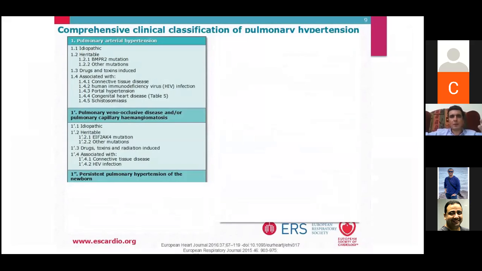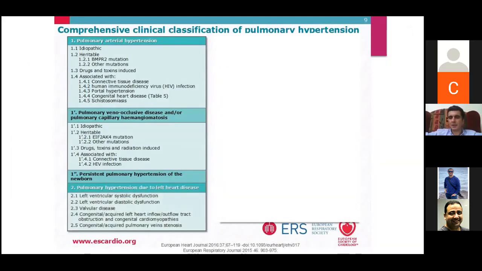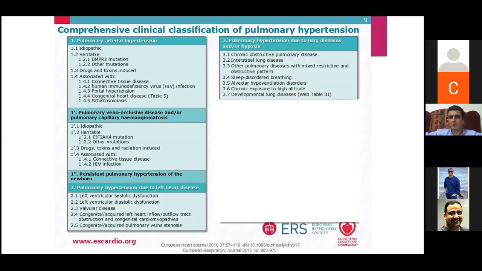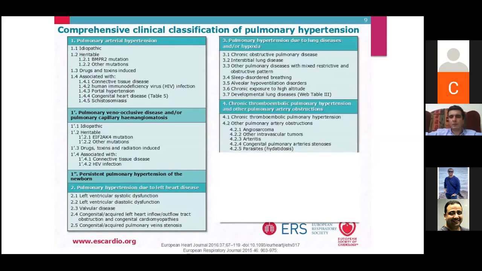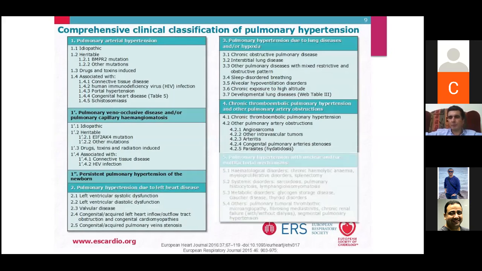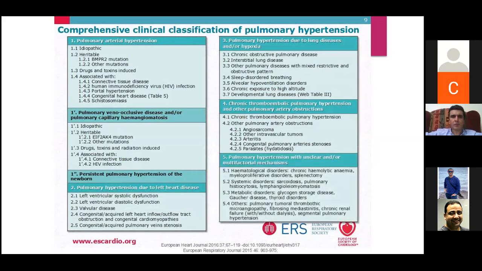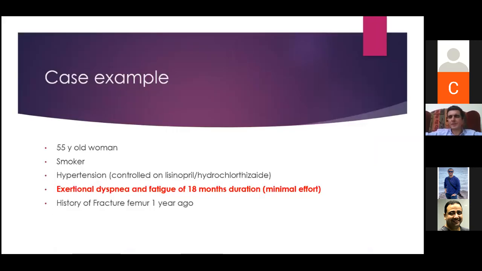We are talking about pulmonary arterial hypertension as group 1, pulmonary hypertension due to left heart disease as group 2, pulmonary hypertension due to lung disease as group 3, chronic thromboembolic pulmonary hypertension as group 4, and multifactorial pulmonary hypertension as group 5. So how, as Haitham said before, can we solve this puzzle? Let's go through this case.